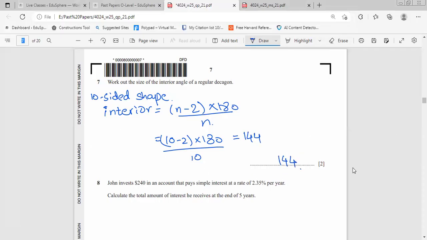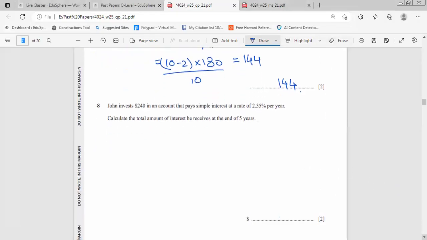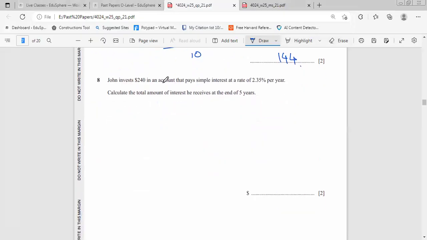Okay, now the next question says that John invests $240 in an account that pays simple interest at the rate of 2.35% per year. So this is the rate of interest. Calculate the total amount of interest. We only have to calculate I. Some students may find the total amount, but there is no need to calculate it. Simply find I equals PRT over 100.